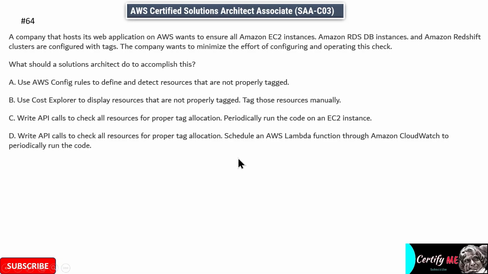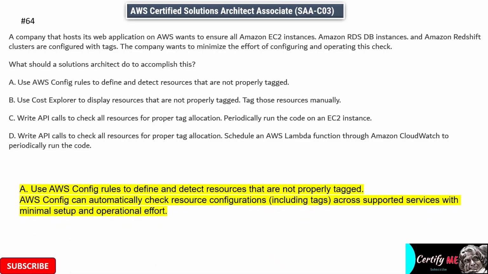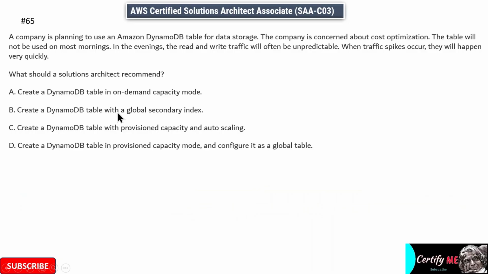The correct answer is option A. AWS Config can automatically check resource configurations, including tags, across supported services with minimal setup and operational effort. Next question.